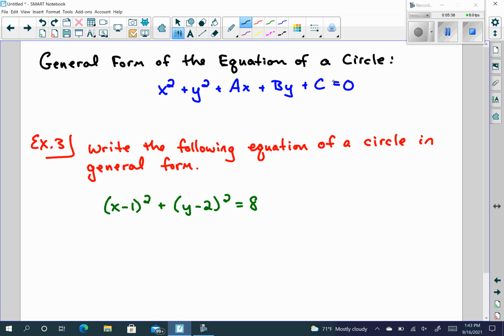So in this third example, we're going to write the following equation. Right now it's given to us in standard form. We just need to write it in general form. And how we're going to do this is just expand, which means we're just going to square the quantity x minus 1, and then we're going to square the quantity y minus 2. And again, at any point, pause the video to copy this down.